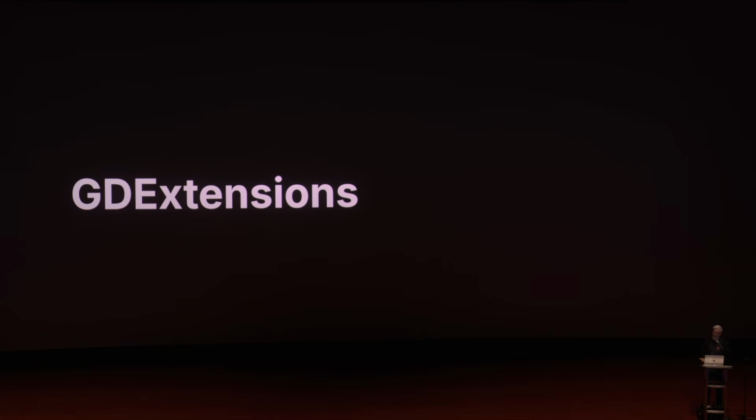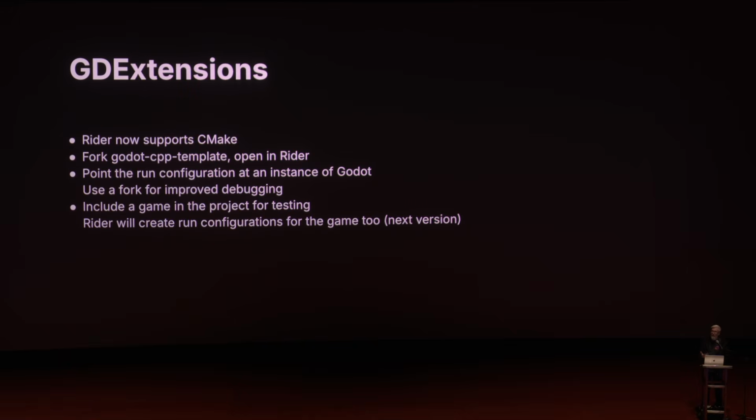GDExtensions, we've got very similar features with this. Rider now supports CMake, so as of 2026.1, which is the current release, we support CMake. We can just open up a CMake project and work with your instances of your GDExtensions.